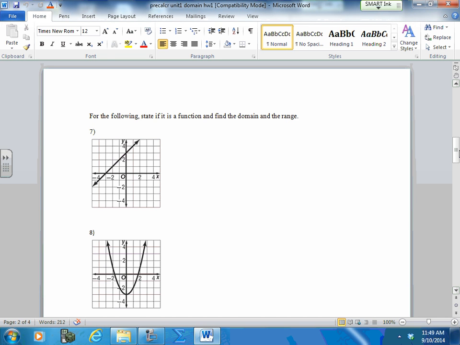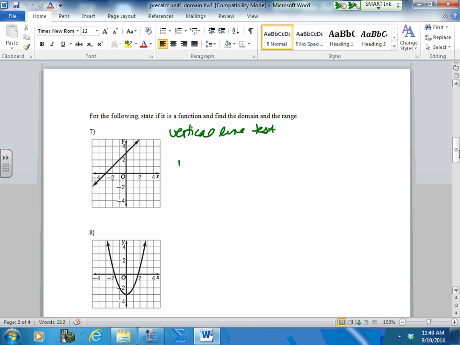Number 7. Is this a function? Yes. Why? Passes a vertical line test. Good. This is a visual one for us. It passes a vertical line test. It still means that every x is assigned one and only one y value. It's just when we see it in a graph, it's a visual for us to drop a vertical line.